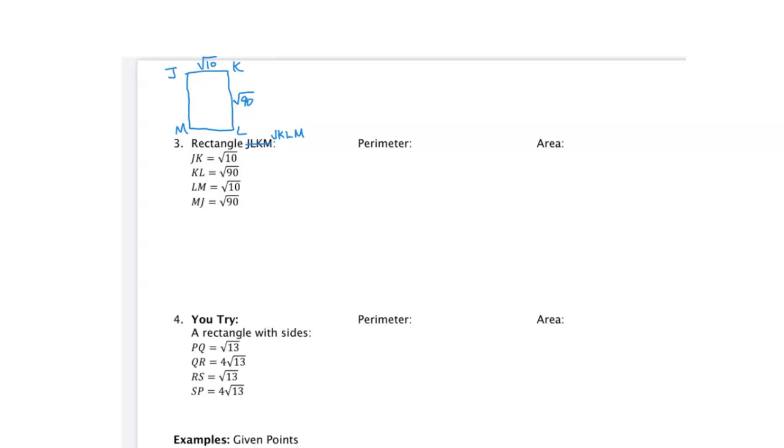To figure out the perimeter, once again, that's the distance around the figure. So what we will do is add up all four sides. So the square root of 10 plus the square root of 90 plus the square root of 10 plus the square root of 90. Now when we are adding radicals, we can't add them unless they have the exact same radicand. So these 10s and 90s, can't add those up. We would be able to add the square root of 10 plus the square root of 10, but let's just see if we can rewrite the square root of 90.